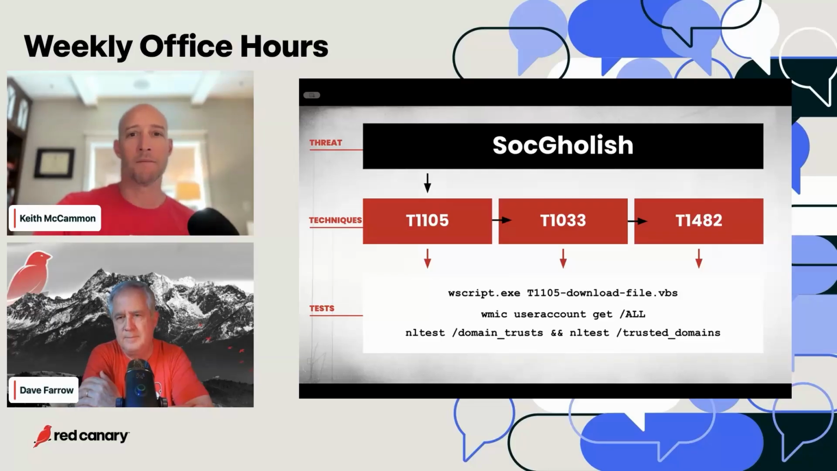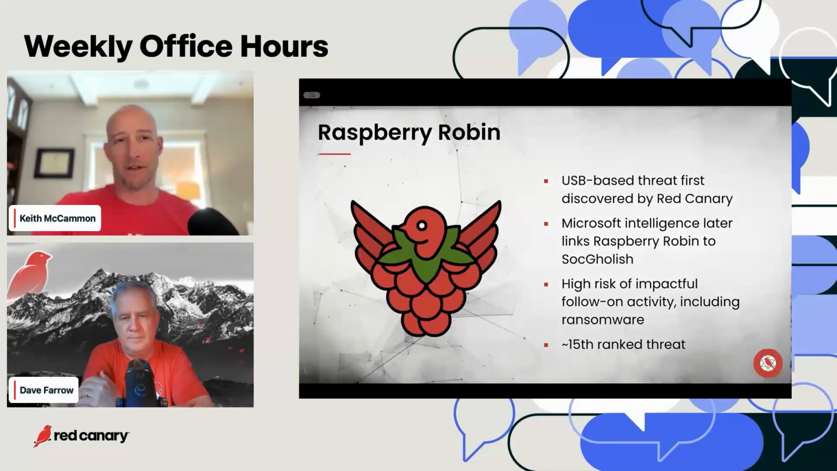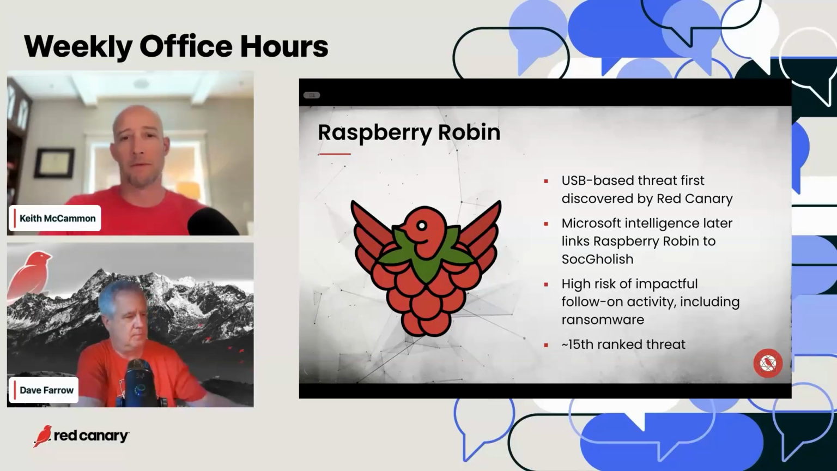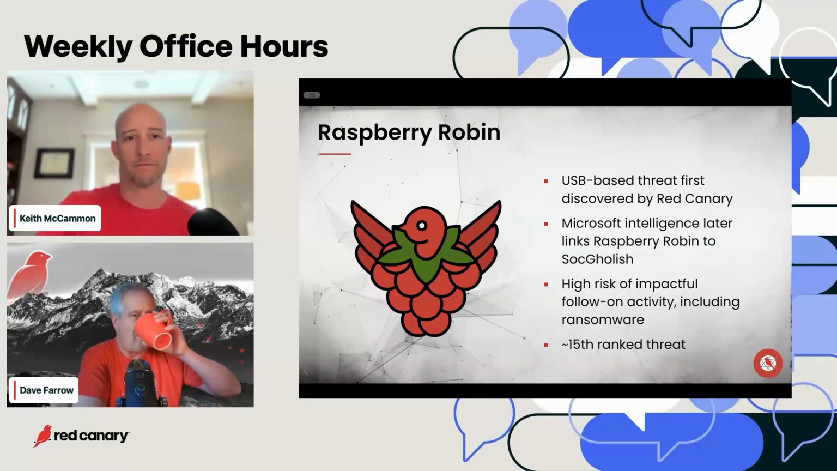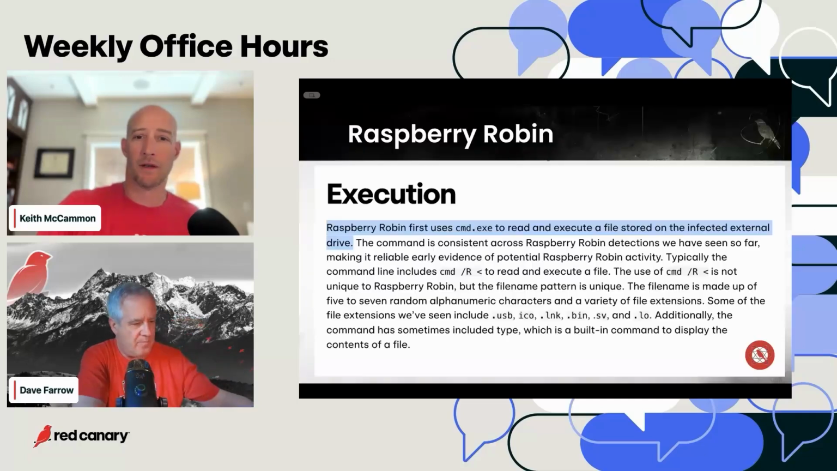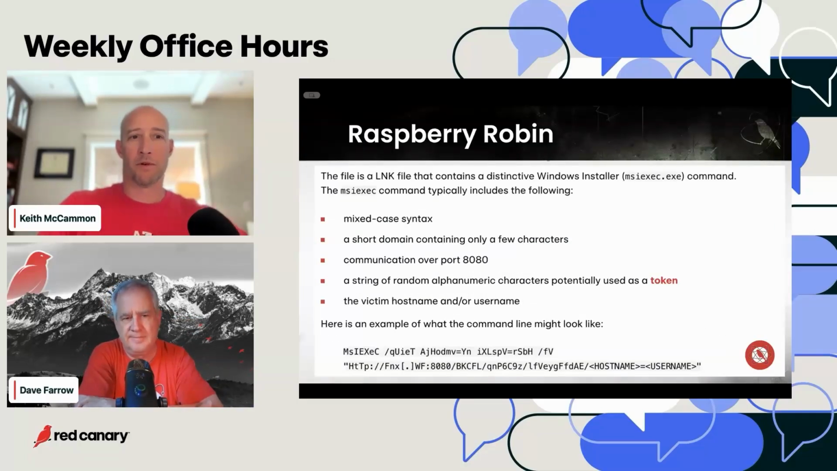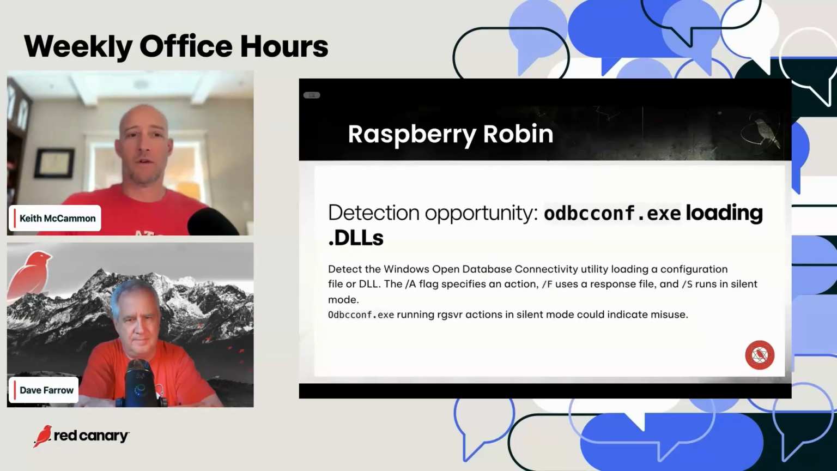I've got another example here using Raspberry Robin. This is one of the now several USB based threats that we've discovered over the years, and this one has been prevalent over a long period of time. I'm not going to spend a lot of time here, but it's a similar principle. You can see that it's using MSI exec with an albeit bonkers looking command line, but you can follow this through in the same way.